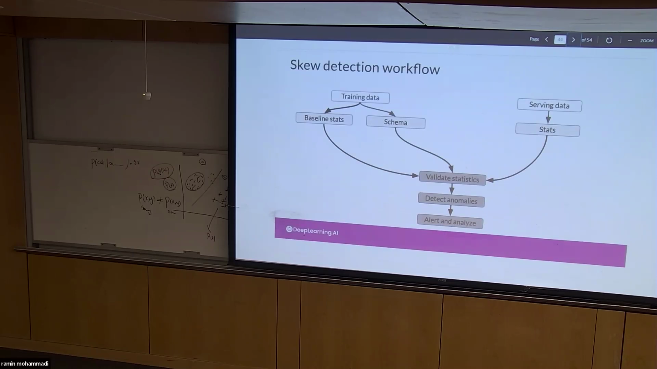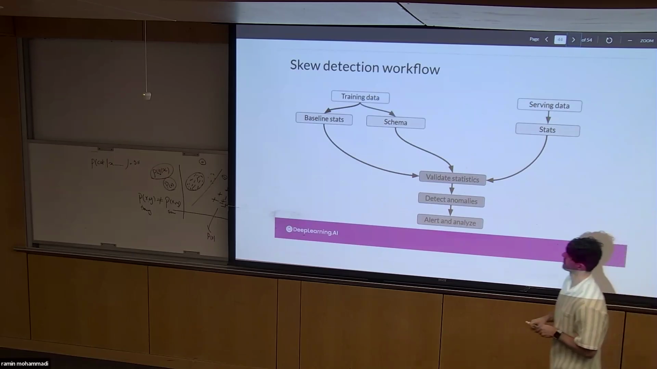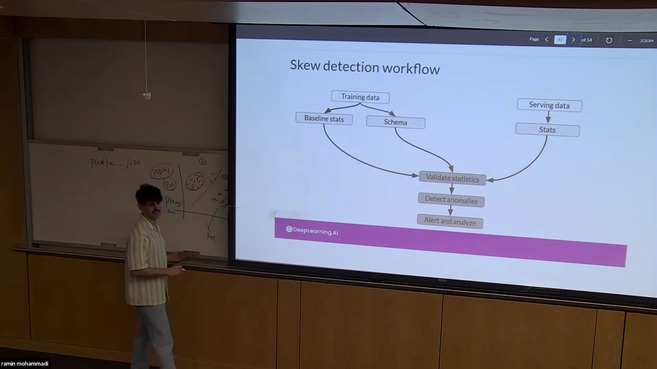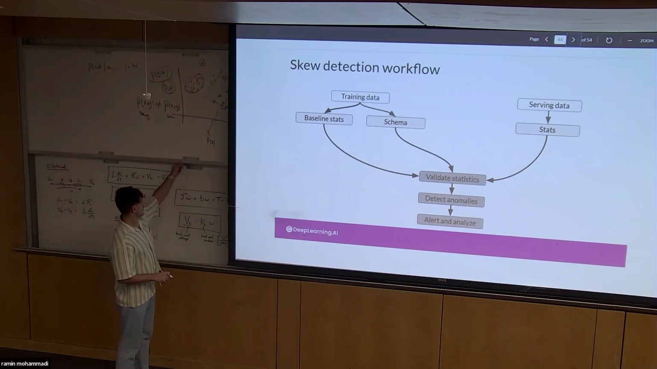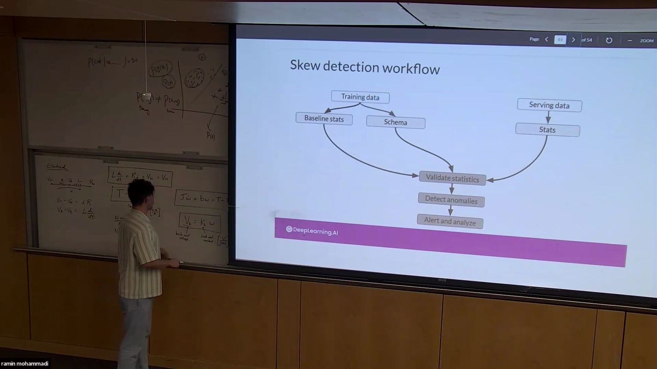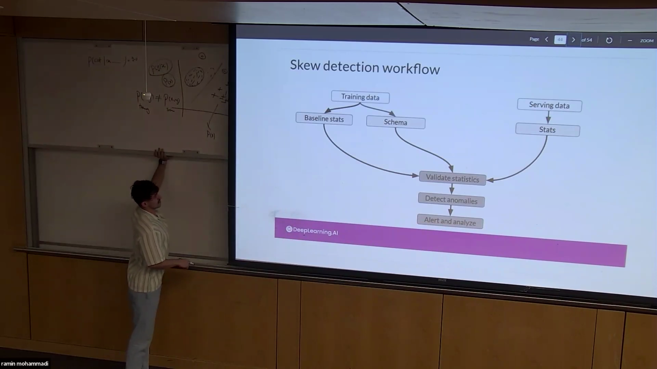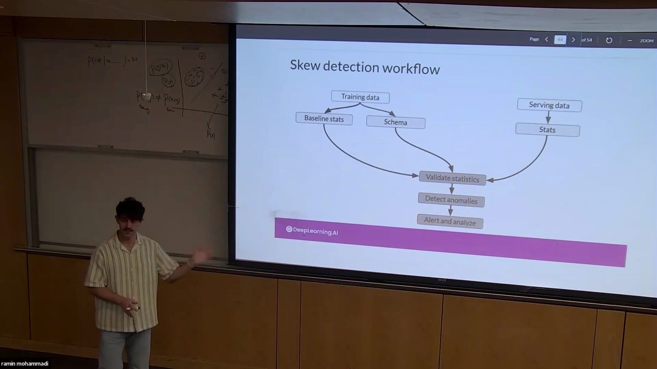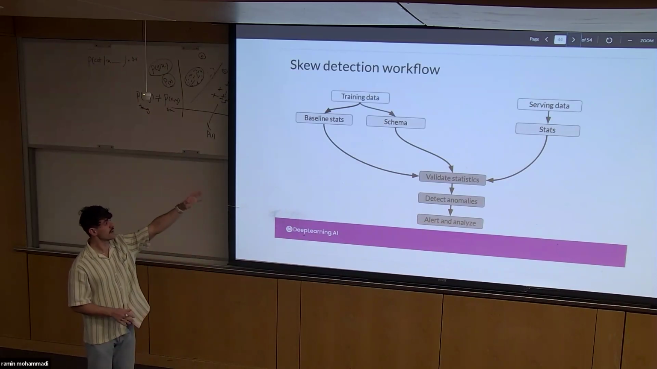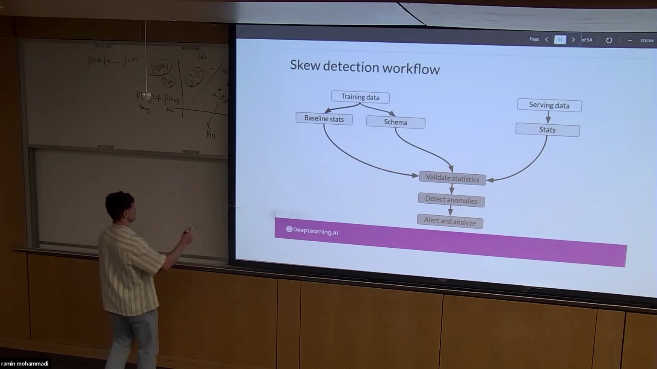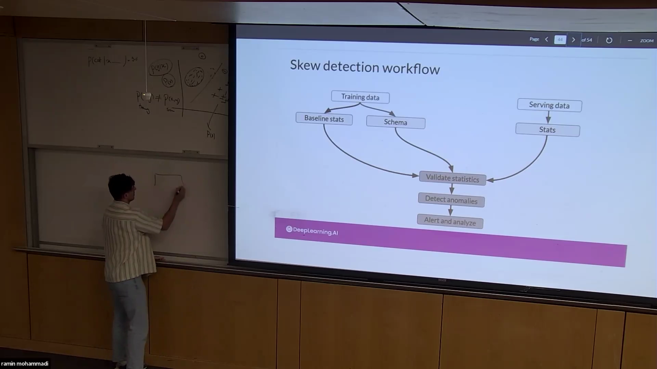Now, the idea of this flowchart comes from TFDV, TensorFlow Data Validation. But the idea here is that whatever pipeline you want to create, it doesn't matter if you use TensorFlow Data Validation or build it yourself, you need to follow something like this. So you get your training data. From the training data, you first create something called a schema.